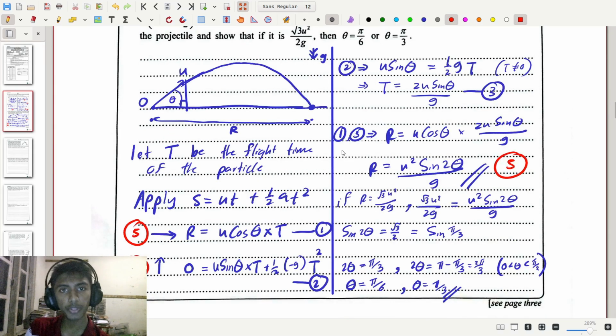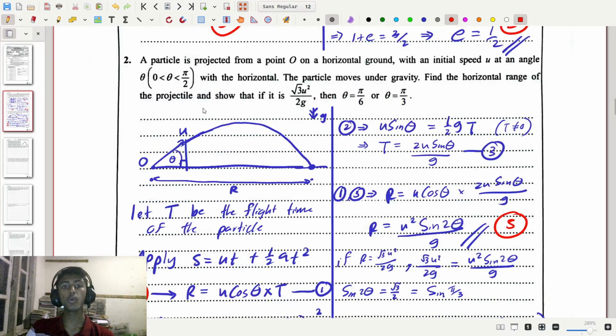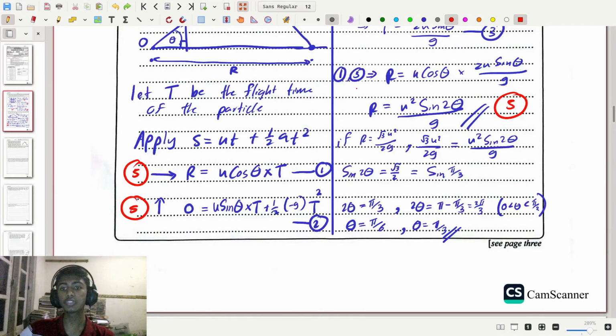After that point, when you apply the condition that they have, where the range is equal to square root of 3 u squared over 2g, and you simplify down to get sin 2 theta is equal to sin pi by 3, you get 5 marks. When you then say that there's an infinite number of solutions, but the only two valid solutions are 2 theta equal to pi by 3 and 2 theta equal to pi minus pi by 3, or 2 pi by 3, and you solve for the two values to get pi by 6 and pi by 3, you get another 5 marks.